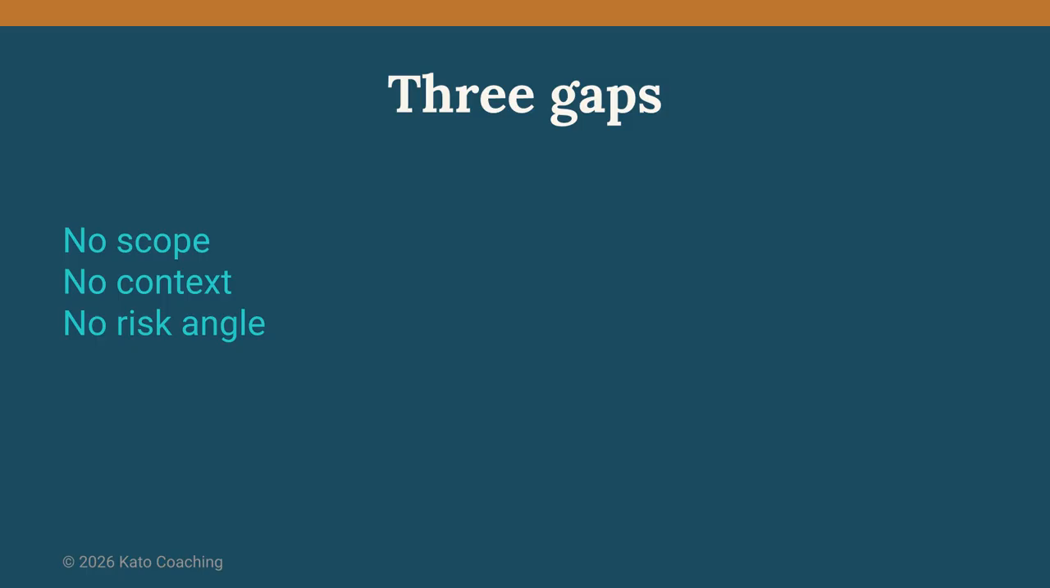There are 3 gaps in that prompt. Scope. SplitPay isn't a scope, it's a feature name. Context. Nothing about existing users, saved cards, or the UK only constraint. Risk angle. You didn't tell AI what you're worried about, so it defaulted to the obvious. Fix all 3 and the output changes completely.